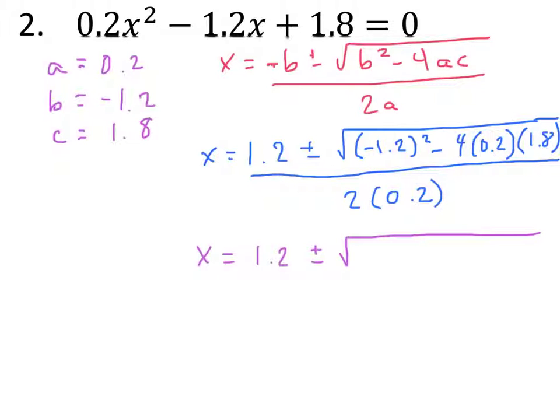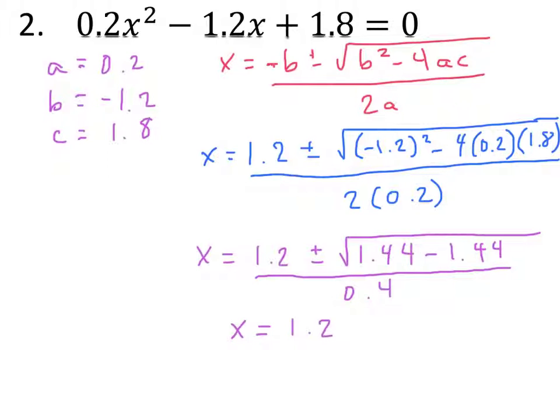Here, negative 1.2 squared is 1.44, and 4 times 0.2 times 1.8 is also 1.44. And 2 times 0.2 is 0.4. Alright, so it looks like we're going to have a 0 in our square root. So the discriminant is equal to 0. So 1.44 minus 1.44, 0.